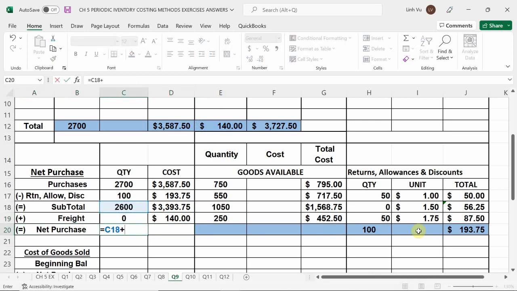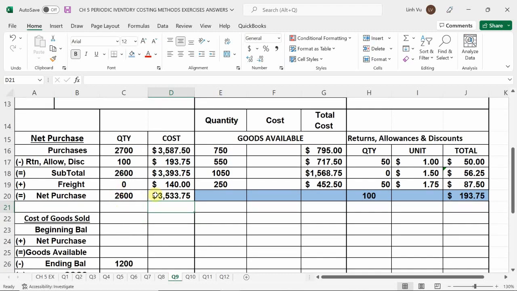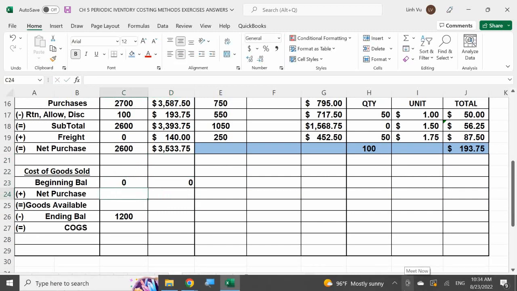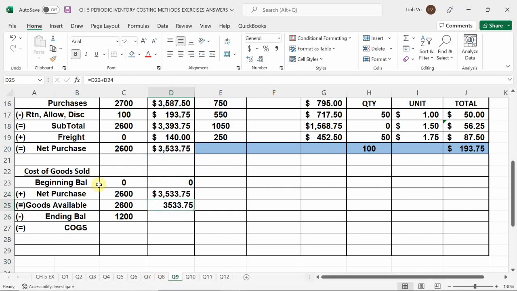So in this case, we're going to add our values up together. So you should have 2,600 units, and you have $3,533.75. No beginning inventory, right? So if we carry down my net purchases, it becomes my goods available. Now let's go ahead and check out that goods available and test to see if this is true or not.